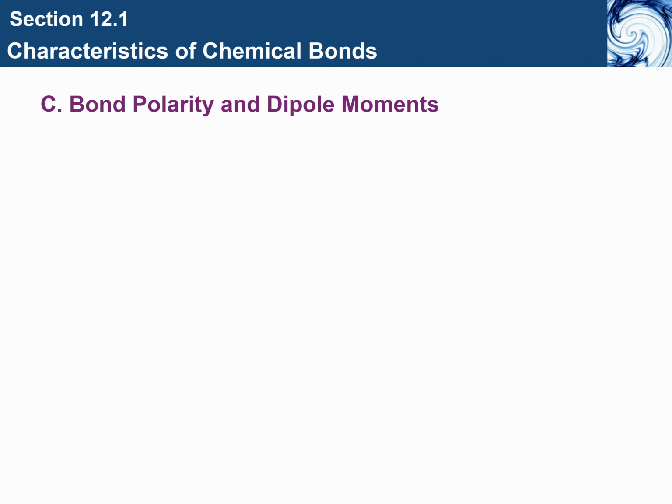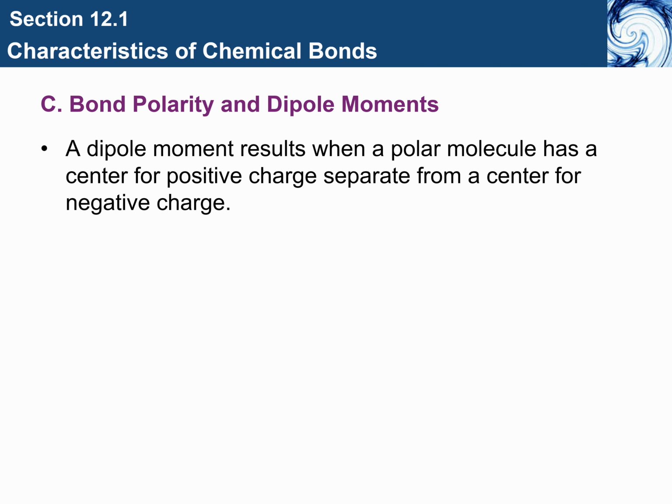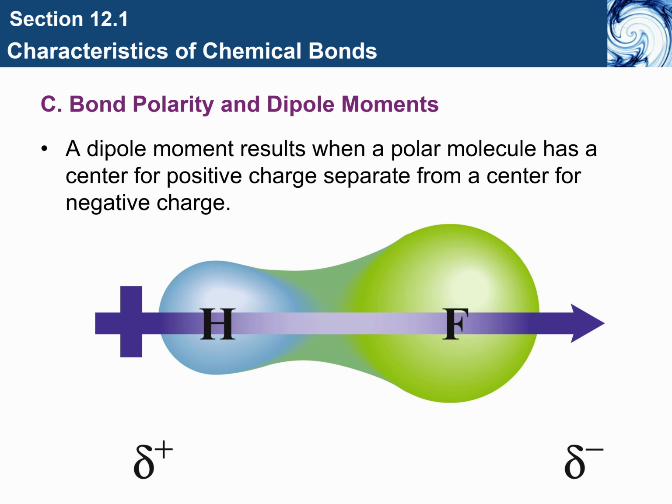Bond polarity and dipole moments. A dipole moment results when a polar molecule has a center for positive charge separate from a center for negative charge. This means that one part of the molecule is more electron rich and the other one is more electron poor. The image shows a bond with a plus sign on one end and a partial negative region on the other, and an arrow pointing towards the more negative side. That arrow represents the dipole direction.